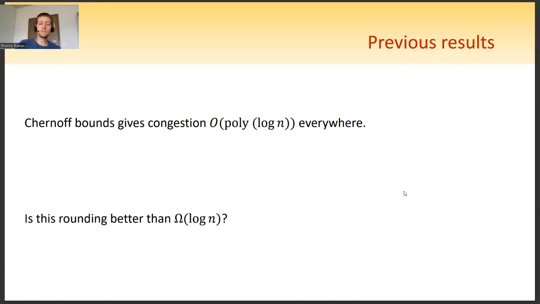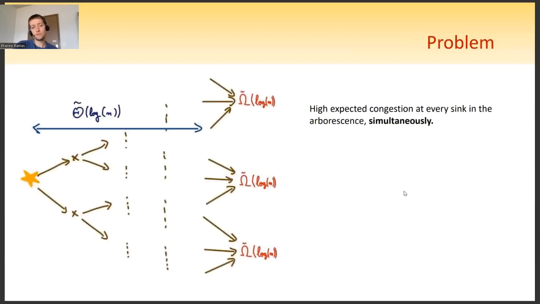So of course, now the first question is: is this rounding better than log n? And our first contribution is to show that no, it's not better than log n, in the sense that if you do that intuitive rounding, what can happen is that for a distance of log n, so log n steps of that rounding, everything goes fine. You get a perfect tree of in degree 1. So everything seems perfect so far, but all the things are at distance log n. And when you arrive at the sinks, they all get congestion log n simultaneously in expectation.